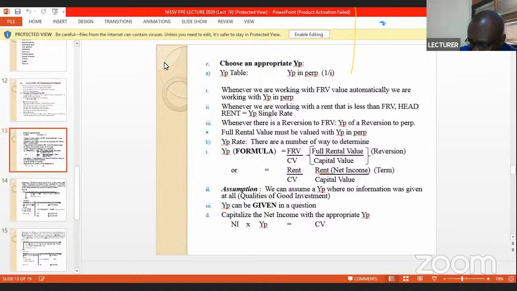So if you have been able to determine the net income and you are now able to determine the YP, the last stage in this method is to capitalize. That is, net income times YP is equal to capital value.